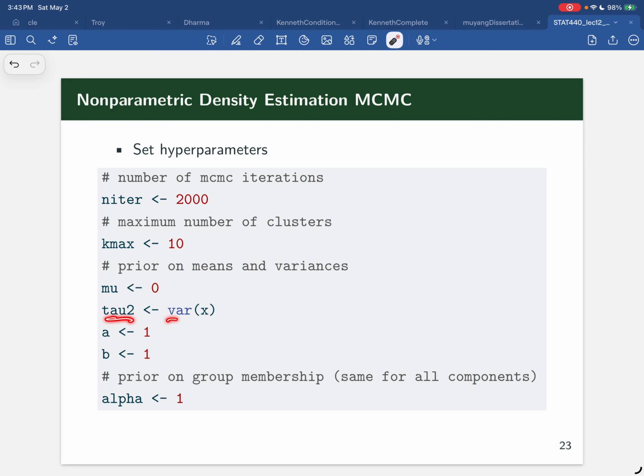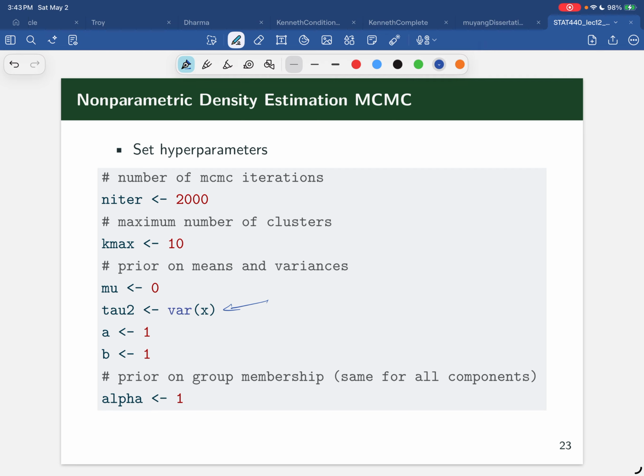Oh, tau squared, variance of x. What's going on here? We have data. Imagine the data looks really low, and then we've got this spike here at the end. We can calculate from that data what the variance of this is. So we can use that as a prior for all of the components of our mixture.